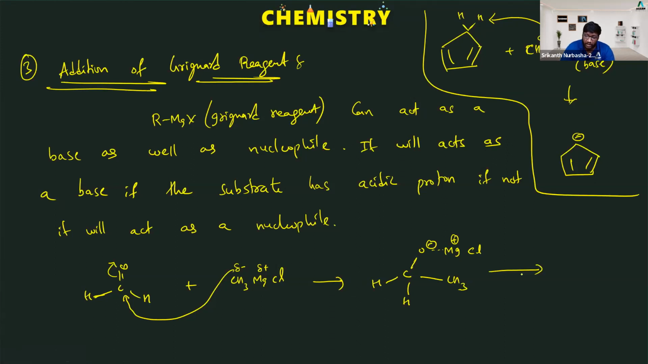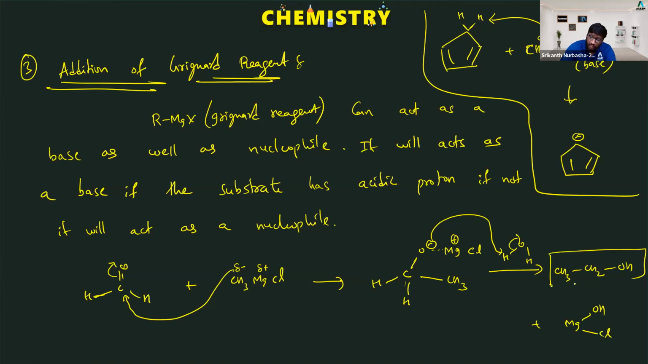Whenever we treat this with water, hydrolysis, H2O, so O minus will try to pick up the proton and the OH electron density is given to oxygen. So we form CH3CH2OH. Along with that, magnesium is going to be connected with OH and Cl. This is nothing but a primary alcohol.